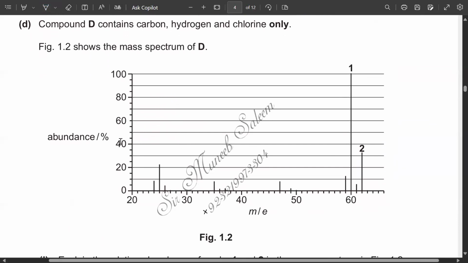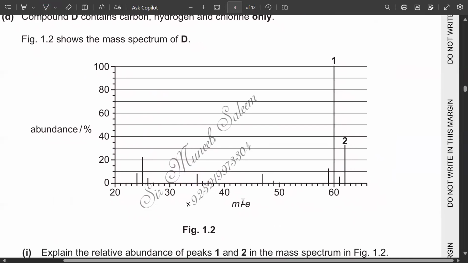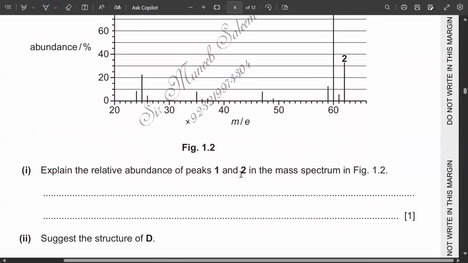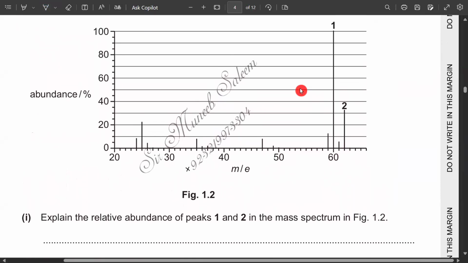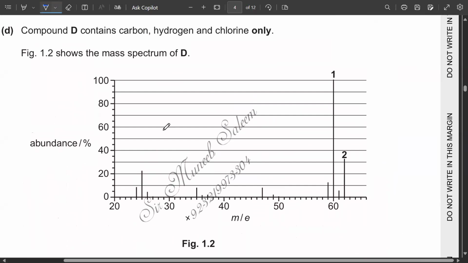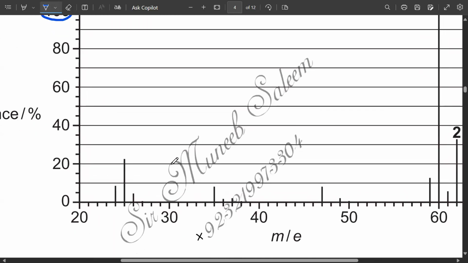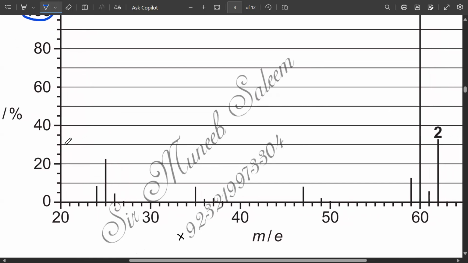We have this mass spectrum in which we have the abundance on the y-axis and m/e on the x-axis. We have provided two peaks, 1 and 2. Explain the relative abundance of peaks 1 and 2 in the mass spectrum in figure 1.2. All right, now we have to explain what is being represented by 1 and 2 over here. We can see here that D is a compound which contains carbon, hydrogen, and chlorine only. And then two peaks are represented. One peak is at 100%, and the other peak, if we closely look over here, at which point do we see peak 2?